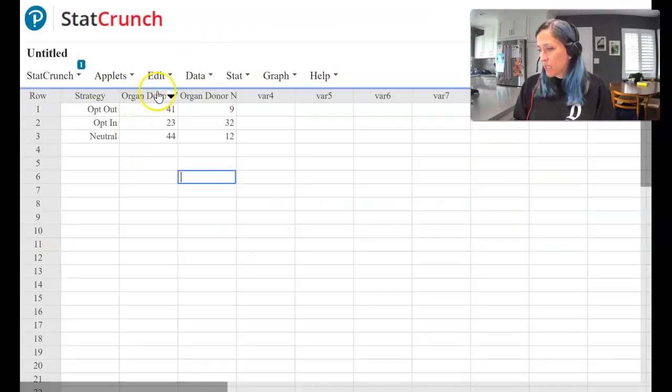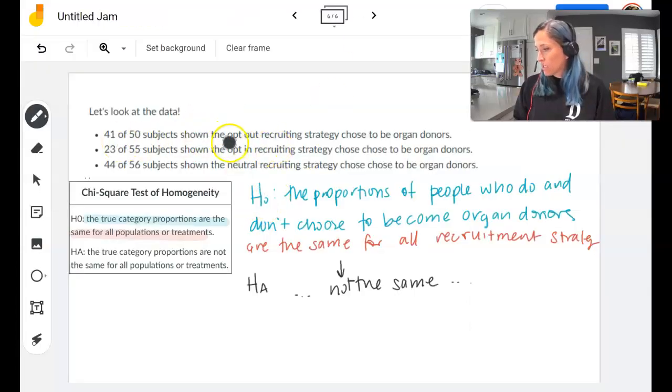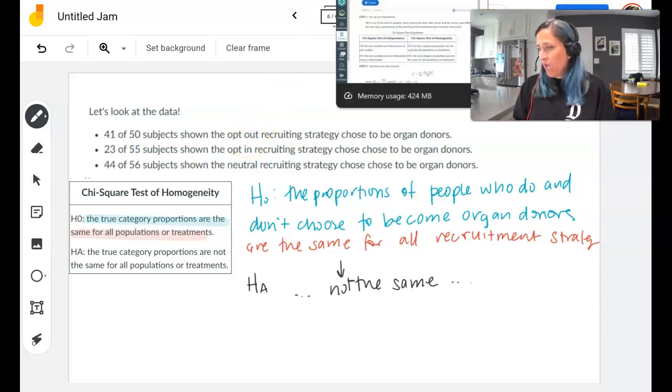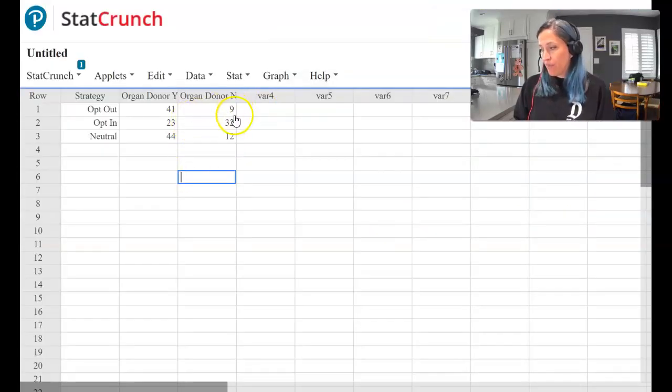And then I put down organ donor yes. We were given numbers 41, 23, and 44. And then I did need to create, because it wasn't really given in that summary, our organ donor no. So if there were 50 total subjects in that opt-out recruiting strategy, well, then I needed to make sure that I had 9 who said no. That gives me that 50. And I'll double check my math when I do the actual chi-squared tests.